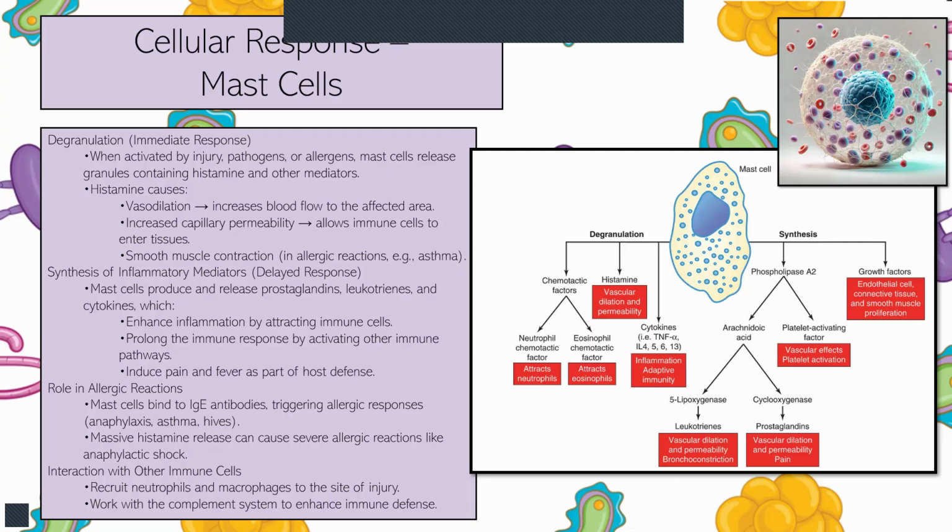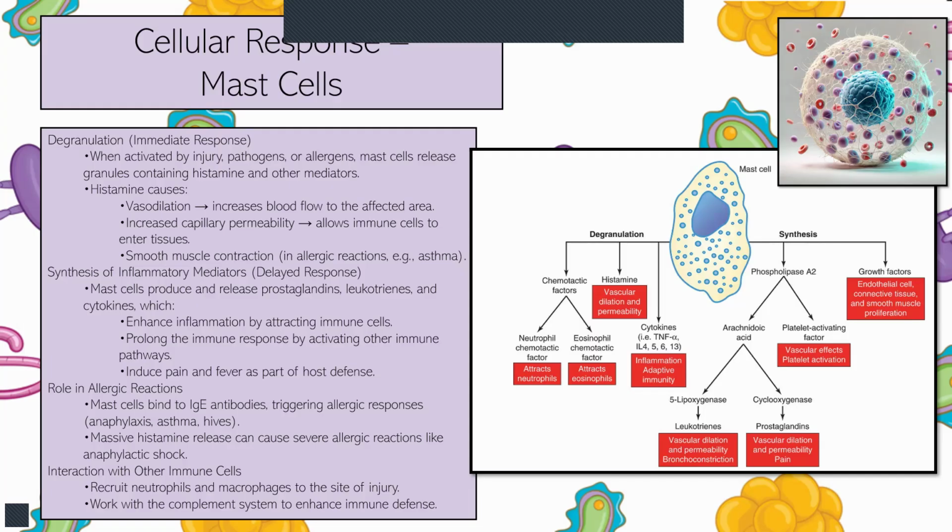Beyond histamine, mast cells also secrete prostaglandins and leukotrienes, which intensify the inflammatory response by amplifying pain signals and sustaining vascular changes. These molecules ensure that immune cells, such as neutrophils and macrophages, are drawn to the site of injury. The arrival of these phagocytic cells marks a critical phase. Pathogens are engulfed, damaged cells are cleared, and tissue repair begins. However, mast cells do not act alone.